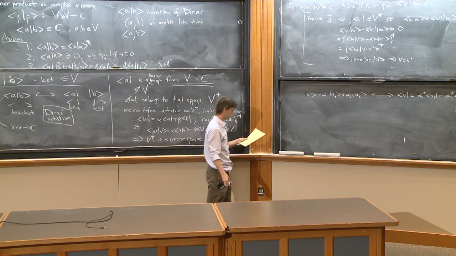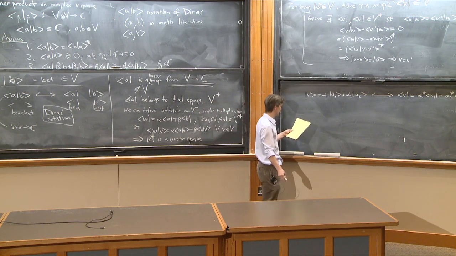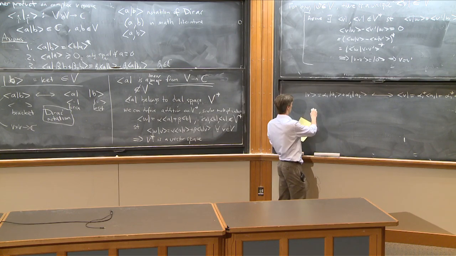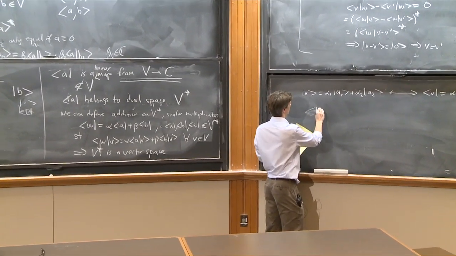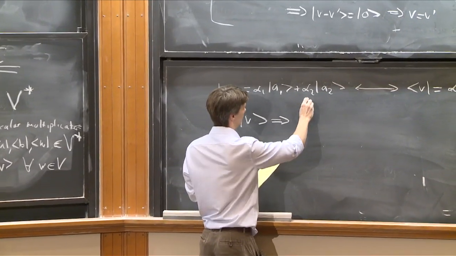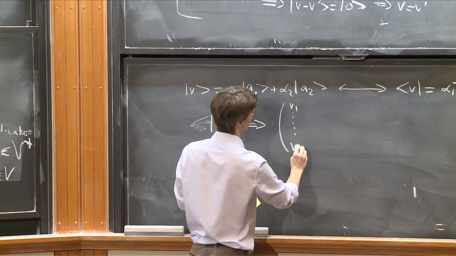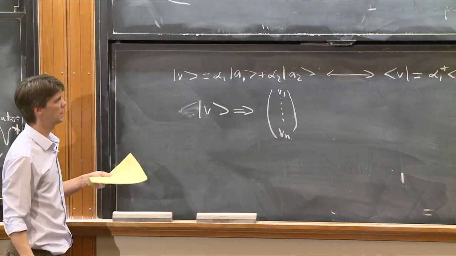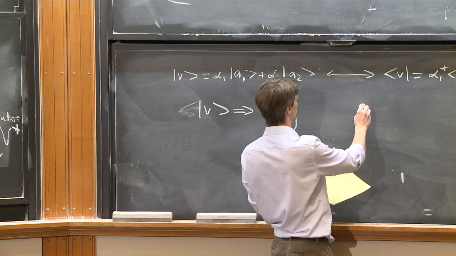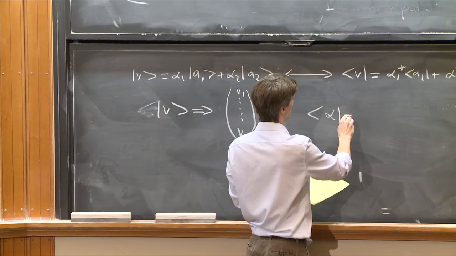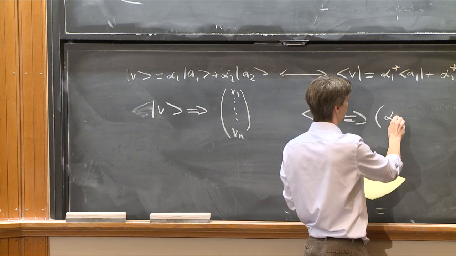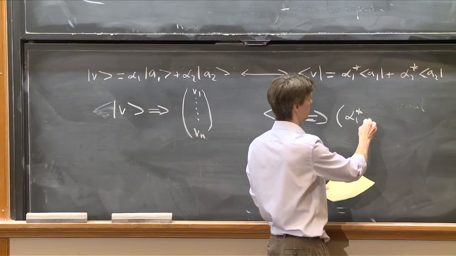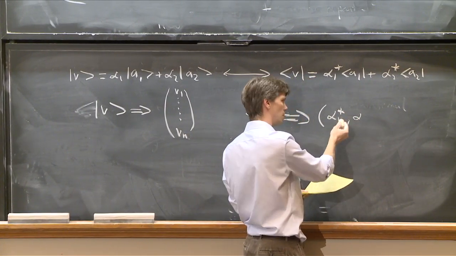and just if you want to think about a concrete way of talking about these, if I think of this as a column vector v1 to vn, right? The way I should think about the bras is that they are really what you want to write as row vectors, and the components are conjugated.